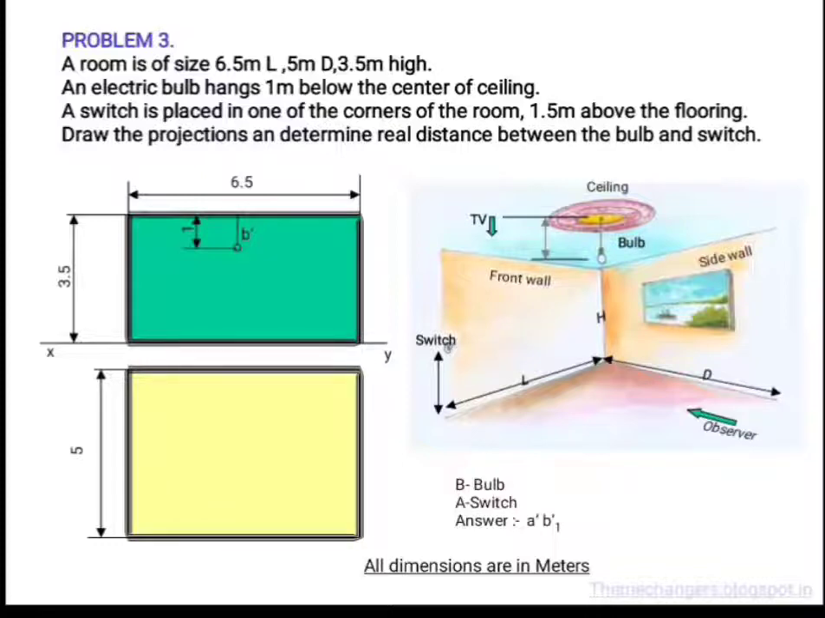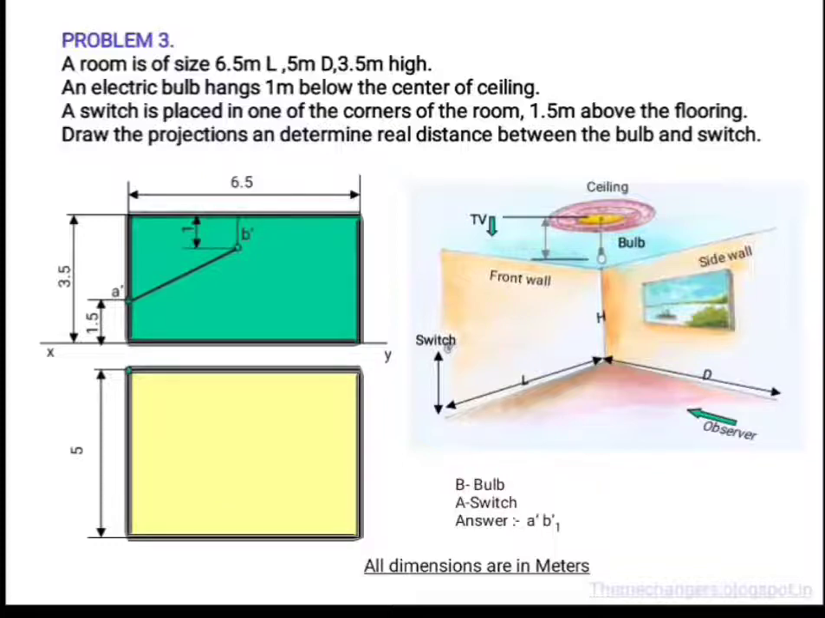Now the position of the switch is considered as point A, and the switch is 1.5 meter above the flooring. So from this corner 1.5 meter above, I am marking point A dash. Now A dash B dash will be the elevation of the line joining the switch and the bulb.